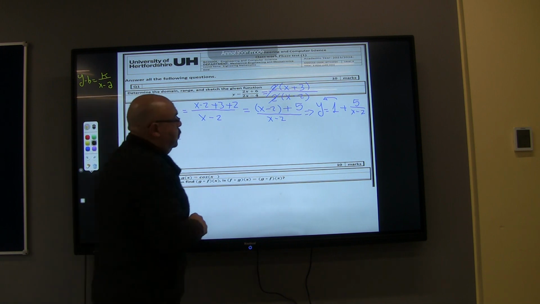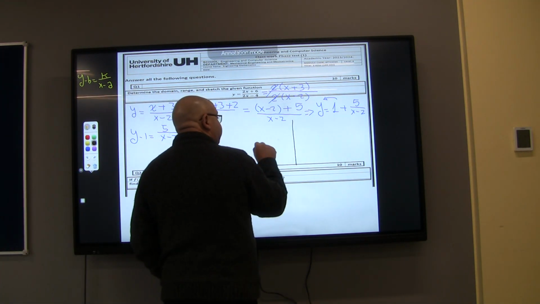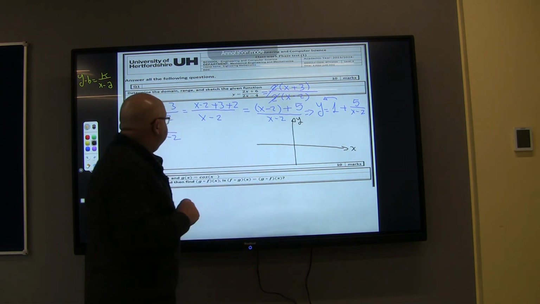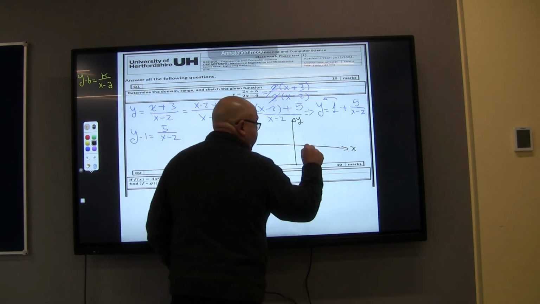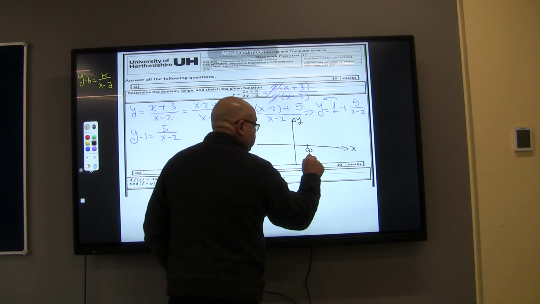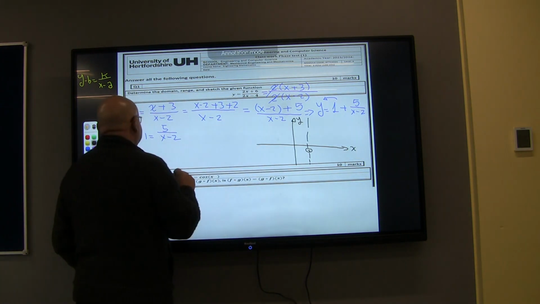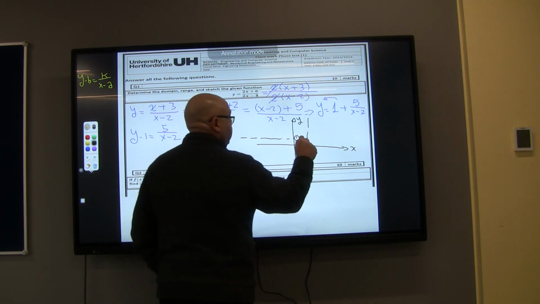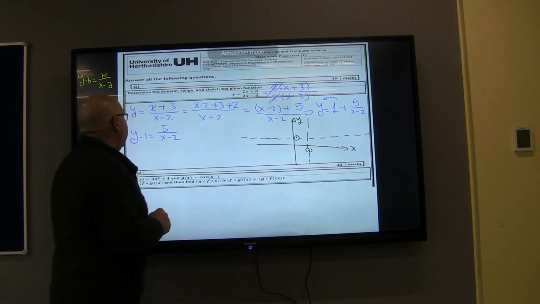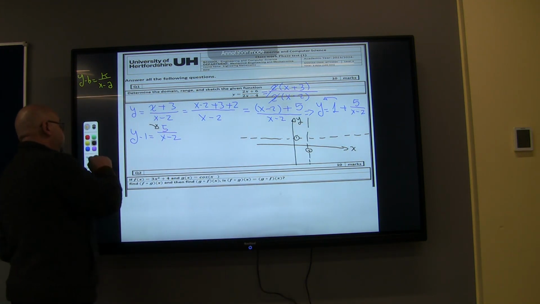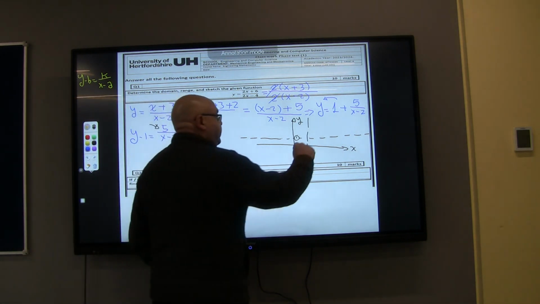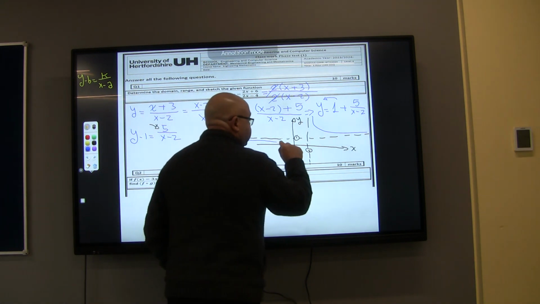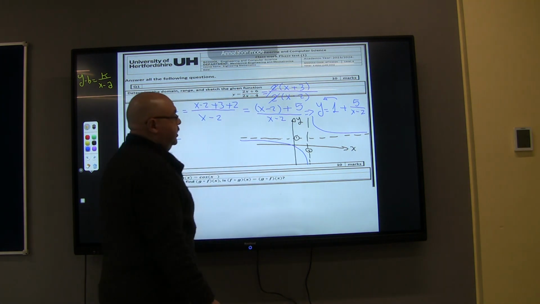Once you put it in this form, it's going to be really a piece of cake to get a sketch for this function. I will mark x at positive 2, this way, and y equals 1. As you can see, the numerator 5 is positive, so I will simply draw my function in the first and the third quadrants.